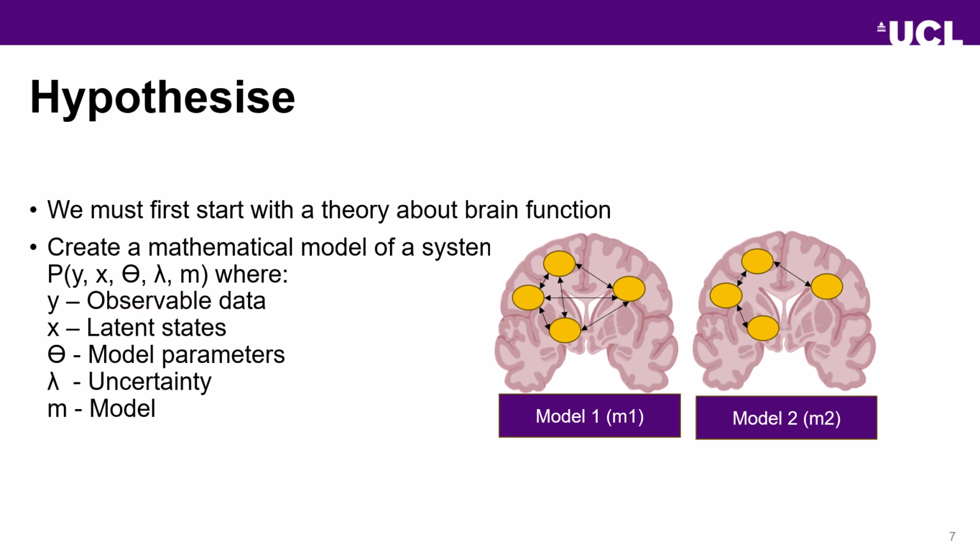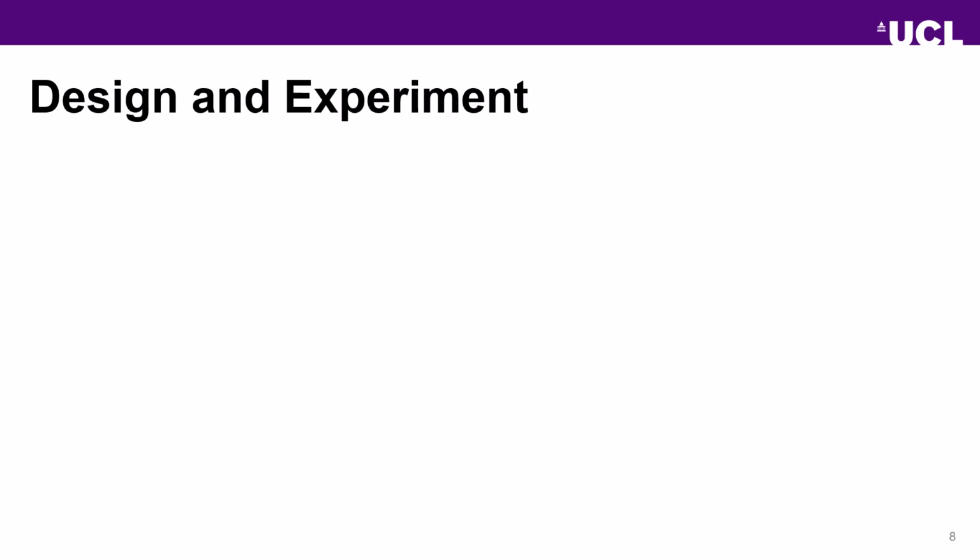So once we have our definition of our mathematical model, which is our theory contextualized in a mathematical process, we can then ask the question, which model explains the data the best? So where do we go from here? Well, we do need some data to conduct this modeling, so we must design an experiment.